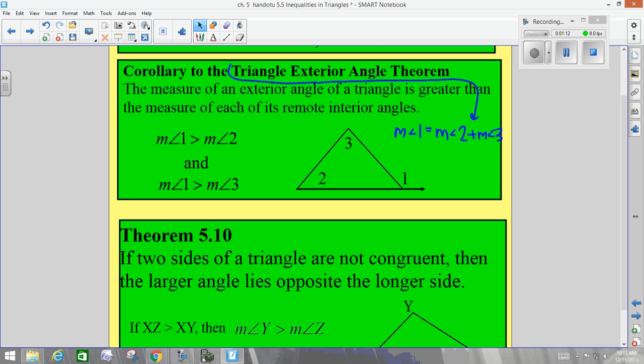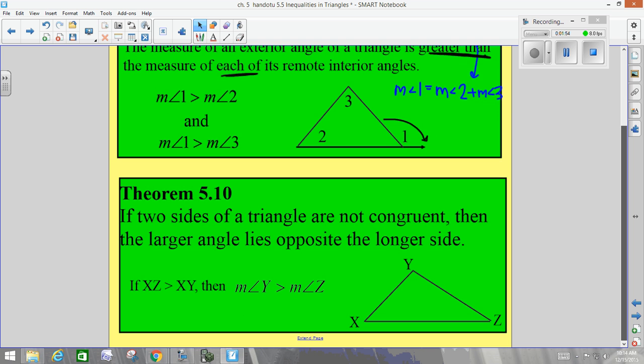And the corollary states that the measure of angle 1 has to be greater than the measure of each of its interior angles. That angle 1 has to be greater than angle 3, and the measure of angle 1 has to be greater than the measure of angle 2. Hopefully you are thinking that's pretty logical. If 2 plus 3 equals 1, wouldn't both of these have to be smaller than 1? Because you're adding them together to get to 1, right? A lot of times you can kind of go based off looks too. Most of the time there's an obtuse angle, so that's going to be greater than your acute ones, but not always. So an exterior angle is greater than the 2 interior angles.